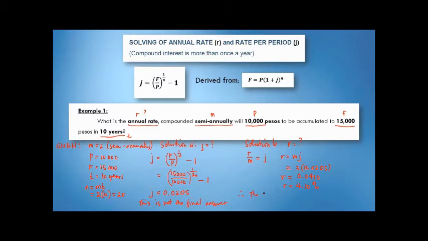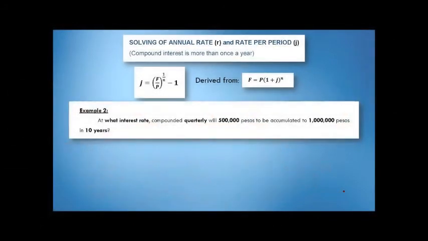So that is the final answer. The annual rate is 4.10%. So this is how we compute for the annual rate, provided na kailangan isolve muna ang rate per period, sa ating example number 1. Okay, so let's have another example for this topic.